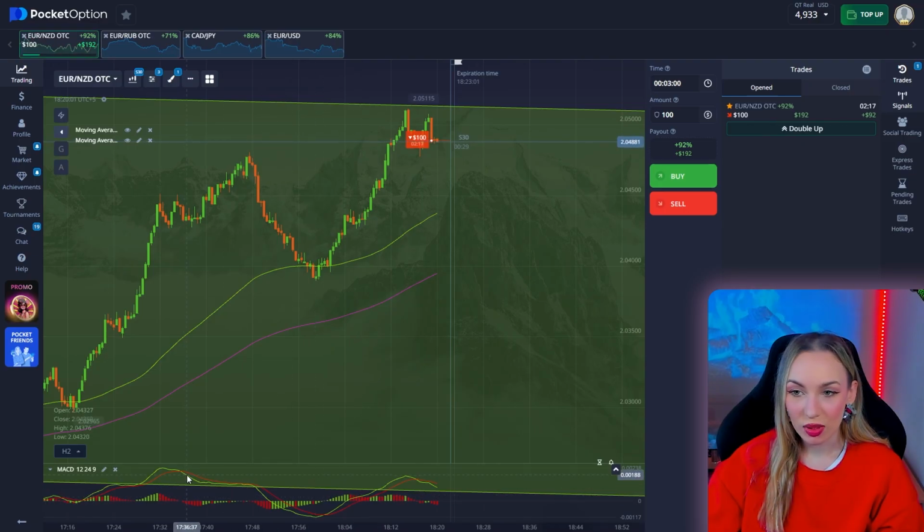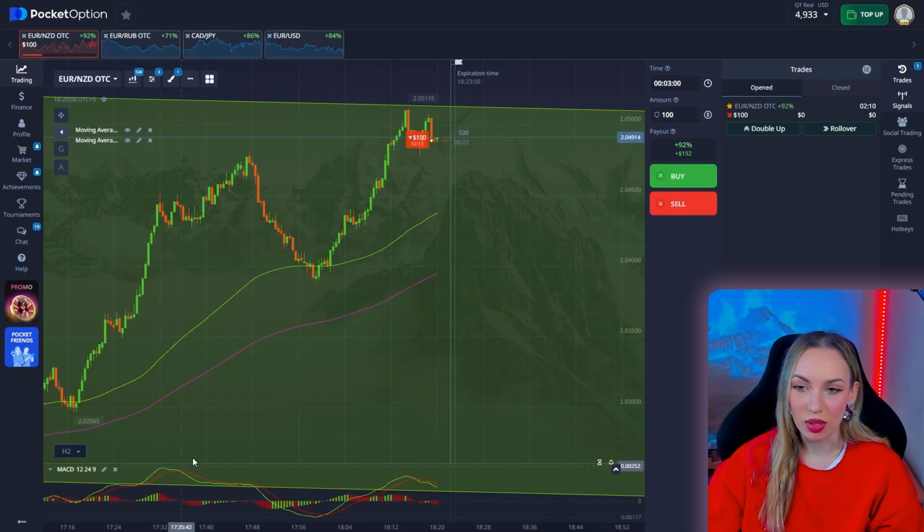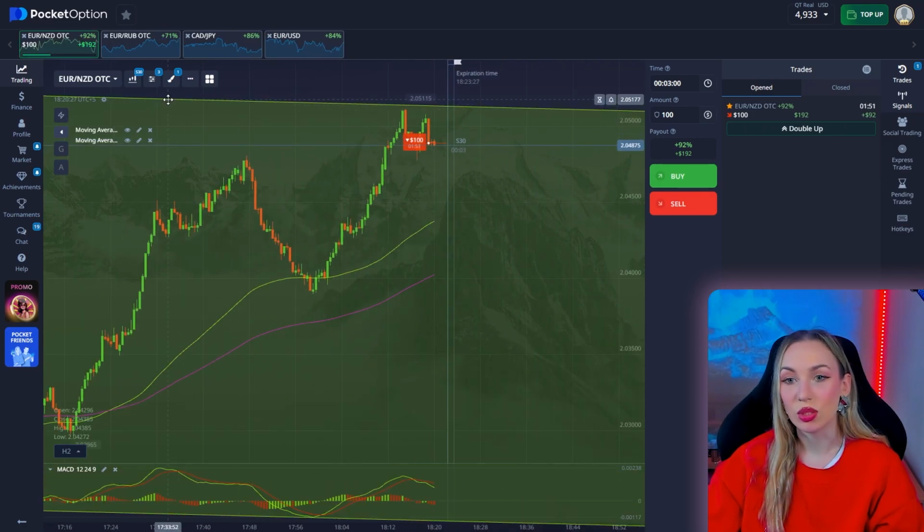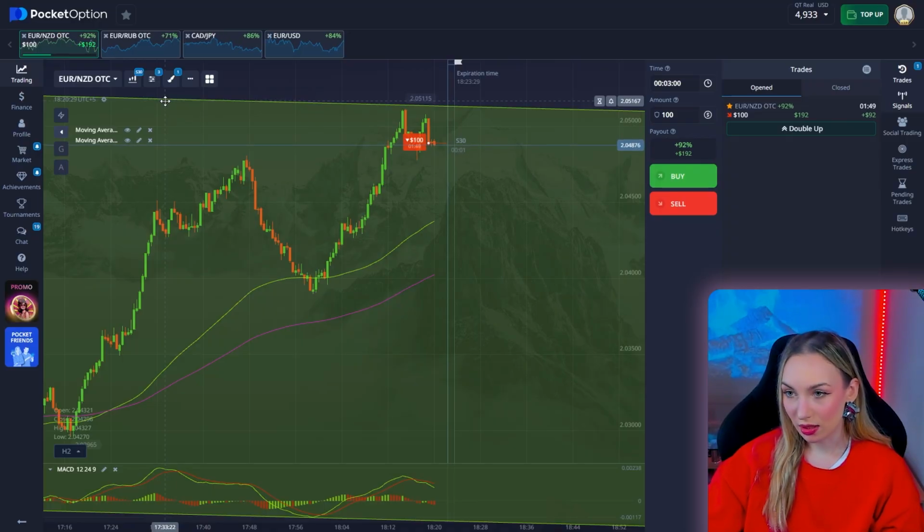So like here was the signal to open the trade in the downward direction, and well, it went down first, it went up, and then it went down. Also here was the signal. Well, basically I would say that this was a false signal, but the true signal was here to open the trade in the downward direction. So in general, I think specifically on this chart, MACD gives us really good signals.